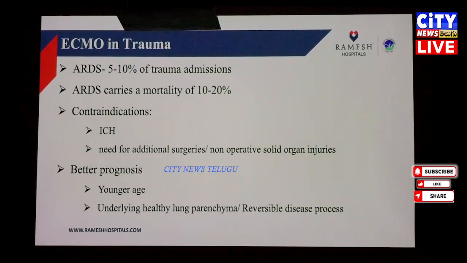Better prognosis is definitely seen if the patient is in a younger age group, if there is a reversible disease process, and if you diagnose early. Otherwise, prior to that episode, the lung parenchyma or the myocardium was free of disease. So those conditions will do better.